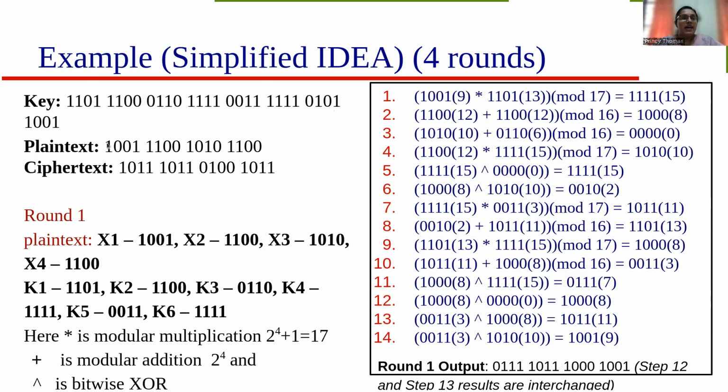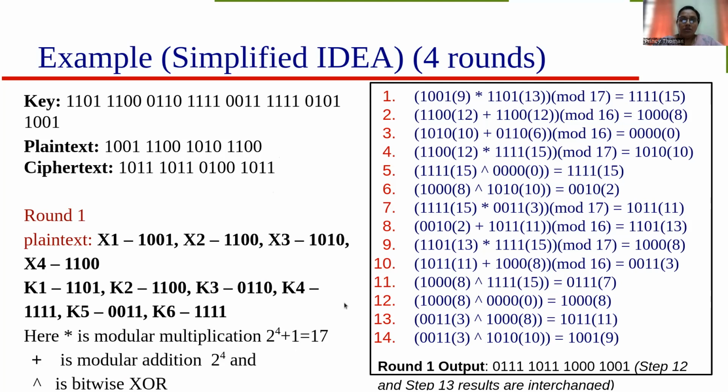So we have plain text is 1001, 1100, 1010, 1100. This is the key 1101, and the final after all the rounds. Here I am showing you only the output of one round. I will need you to do 4.5 rounds, and finally you should get this cipher.